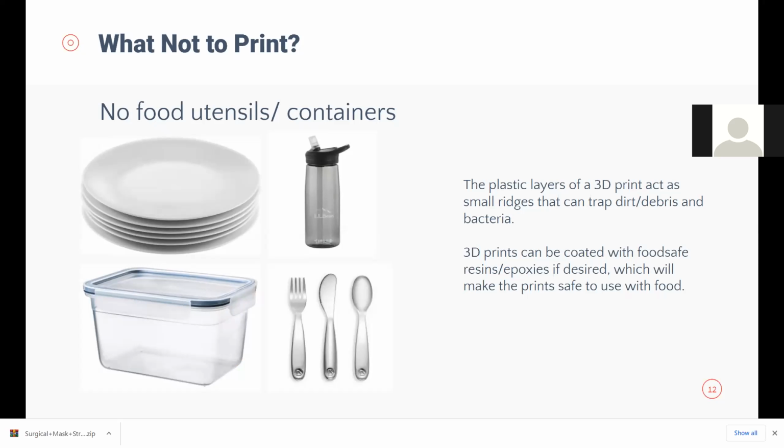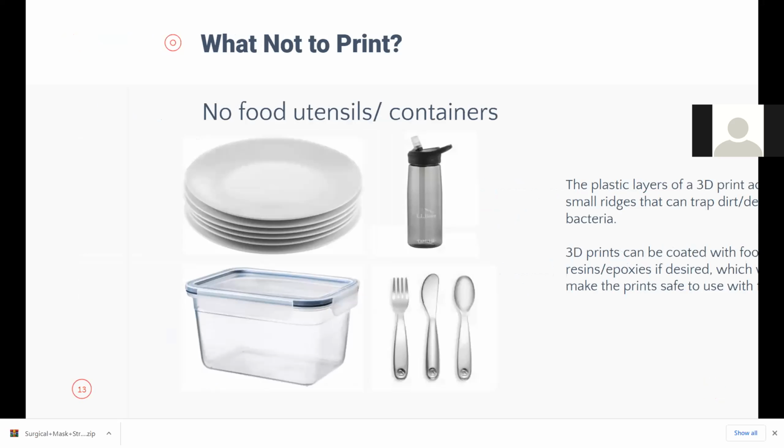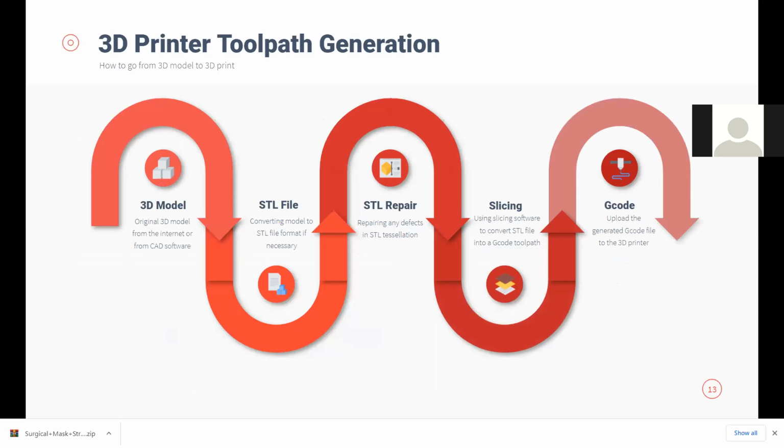But there is something called resin or epoxy, which you can use to cover them. For example, if you have printed a plate and you cover it with resin or epoxy, it's a very clear material which can prevent germs or bacteria from getting inside the food utensils. Ideally, food utensils or containers like water bottles are not 3D printed, but are made through injection molding, which we covered last week. So you should not do that.